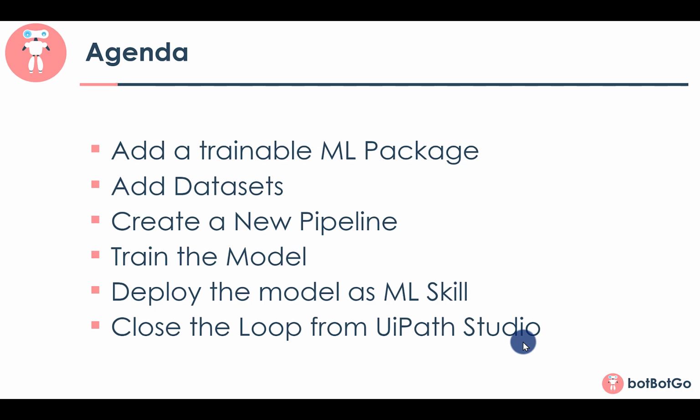And what I mean by closing the loop is, since this is a trainable model, there is an activity within the ML skill package in UiPath Studio which could be used to send back data to the AI Fabric, and this data can be used again to retrain the model. So without wasting any time, let's go into AI Fabric and see how to do that.